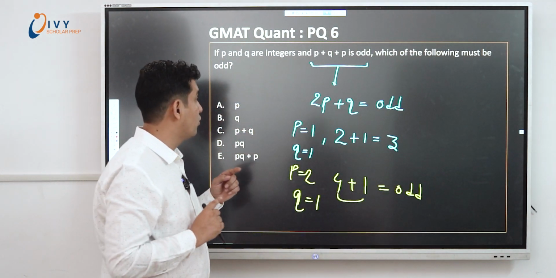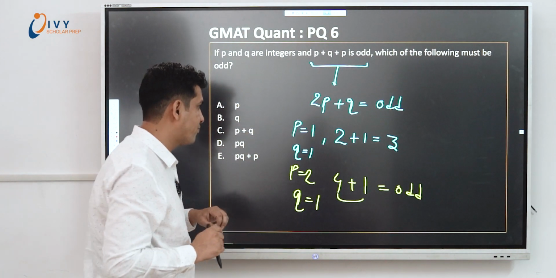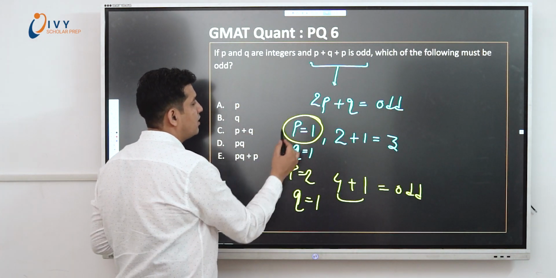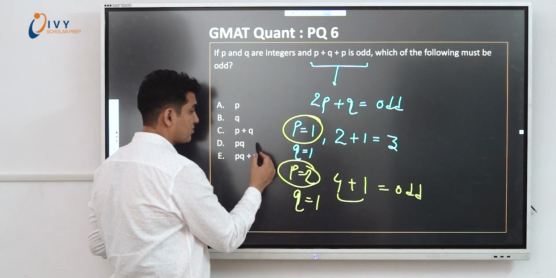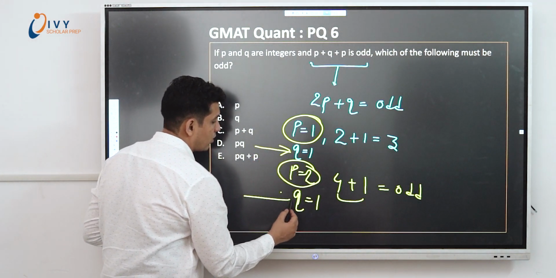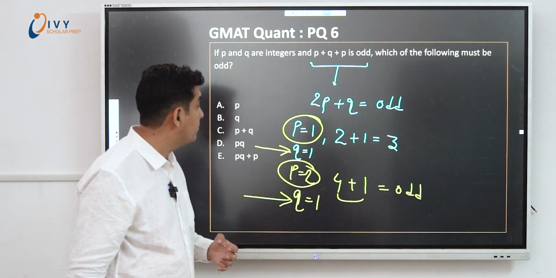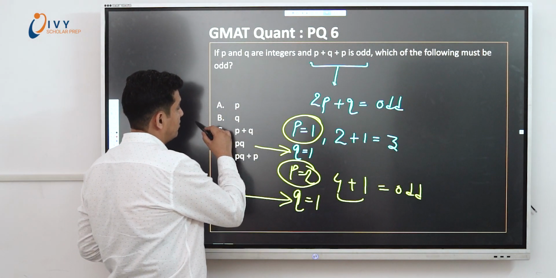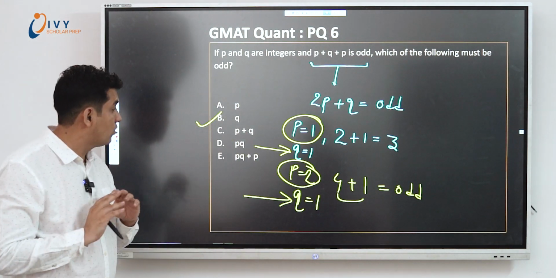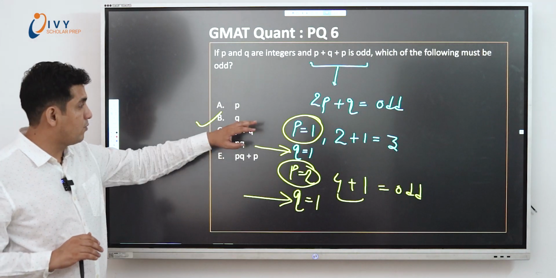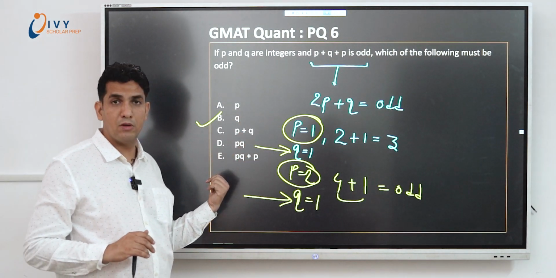So if we make a note here, if they ask me must be true, you could see p could be odd, could be even, but q is always odd. So my answer for this problem will be q must be odd, which is option B. We need not look at any other options because I'm always going to get q as an odd number.